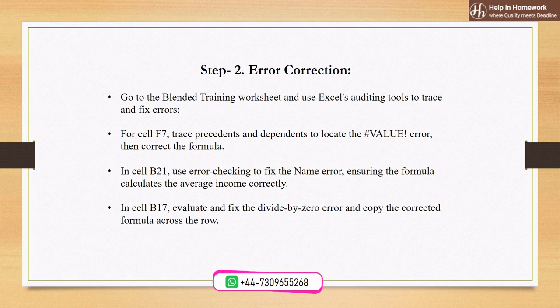Step 2. Error Correction. Go to the Blended Training worksheet and use Excel's auditing tools to trace and fix errors. For cell F7, trace precedents and dependents to locate the #VALUE! error, then correct the formula. In cell B21, use error checking to fix the #NAME? error, ensuring the formula calculates the average income correctly. In cell B17, evaluate and fix the #DIV/0! error and copy the corrected formula across the row.